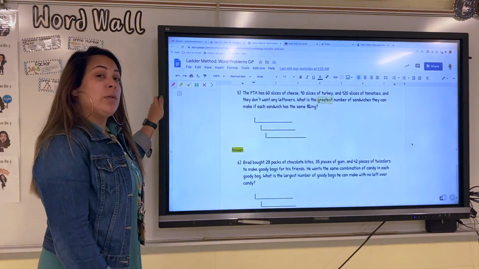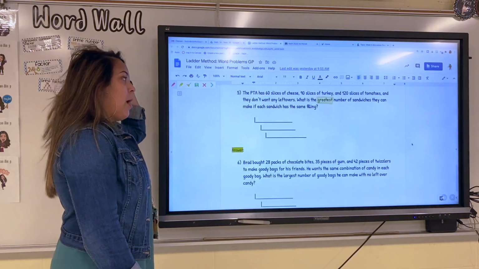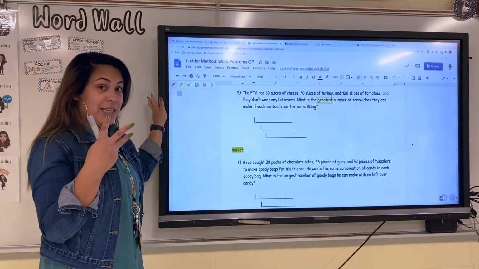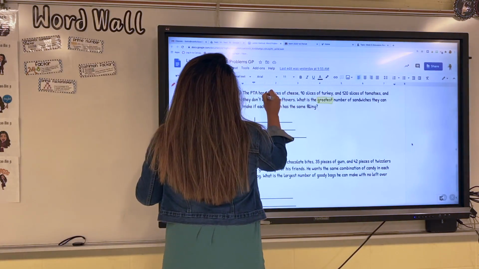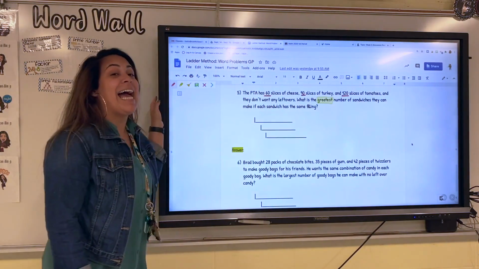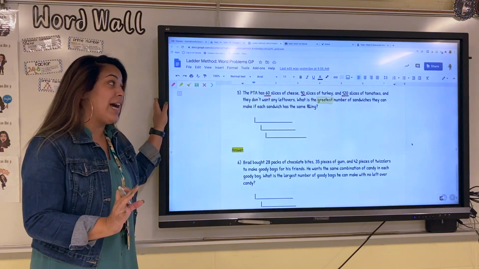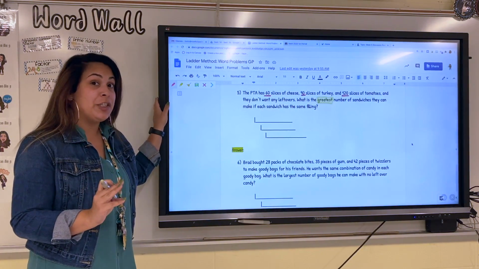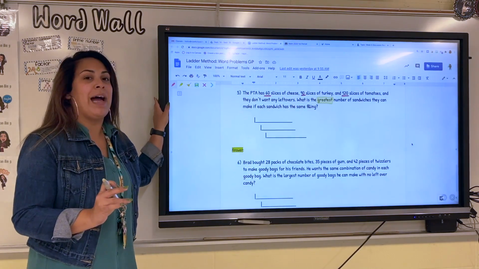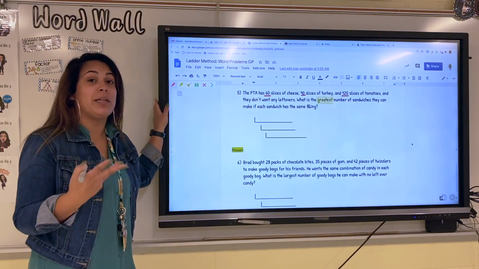Now, this word problem is a little different compared to the other ones, because we have 3 numbers instead of 2: 60, 90, 120. And this is still completely doable. We can still find the greatest common factor of 60, 90, and 120. On your test at the end of this week, you will have a question where you have to find the greatest common factor of 3 numbers.